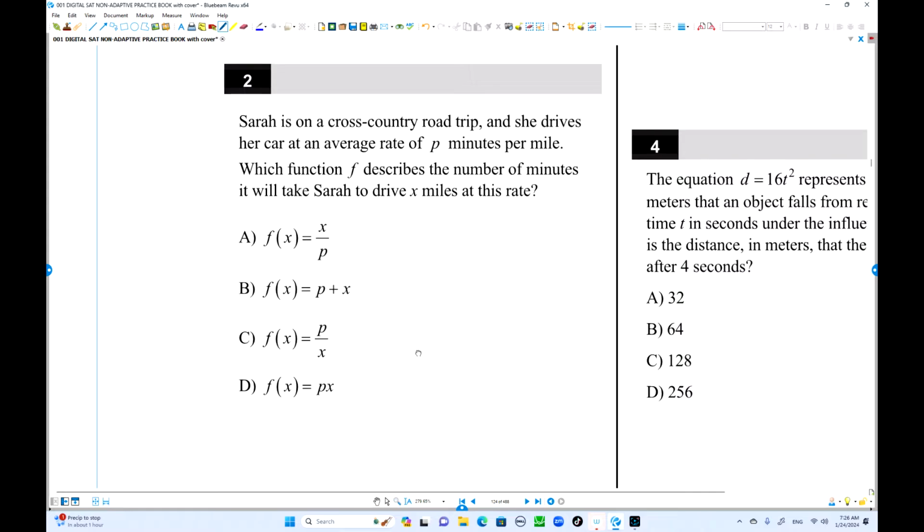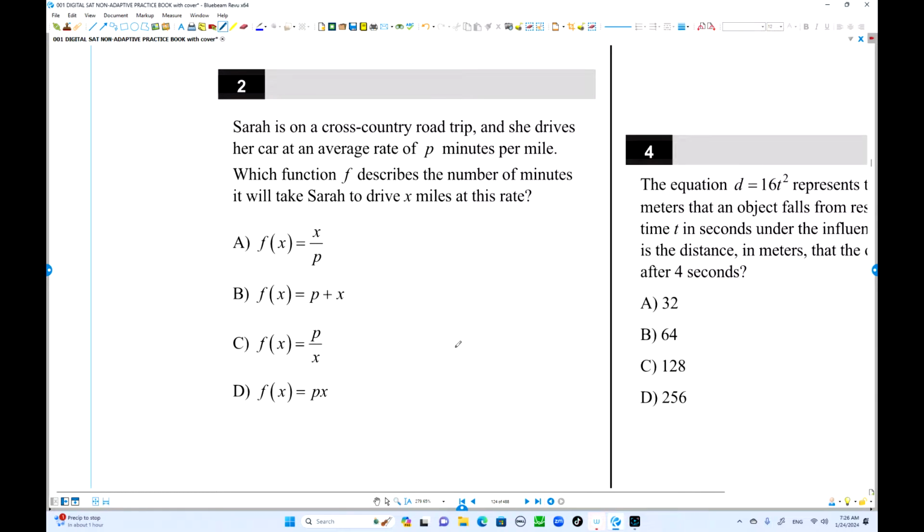Here is number 2. Sarah is on a cross-country road trip and she drives her car at an average rate of p minutes per mile. This is also a unit rate: for 1 mile it takes p minutes. Which function f describes the number of minutes it'll take Sarah to drive x miles at the same rate? Also you can use a proportion too. Proportion means same rate. p minutes for 1 mile.